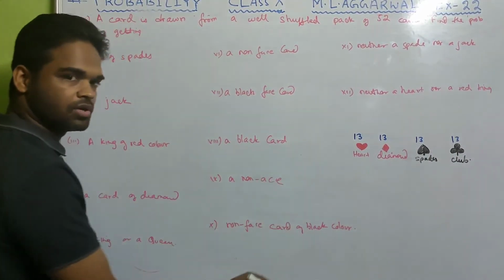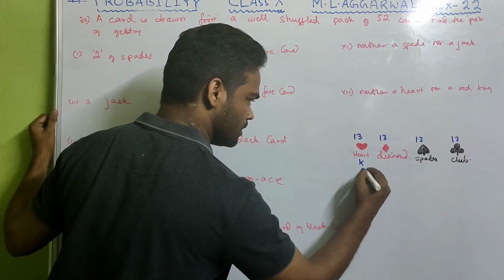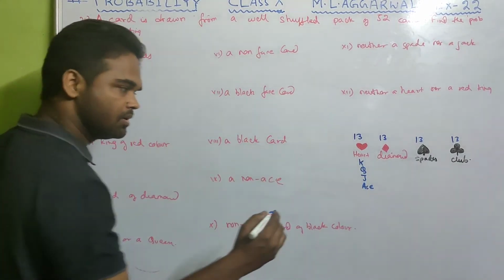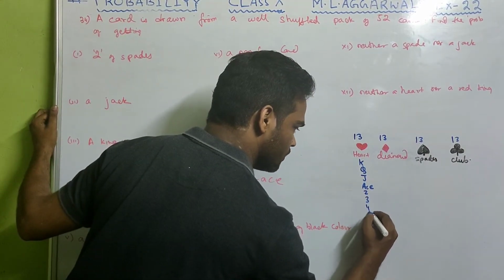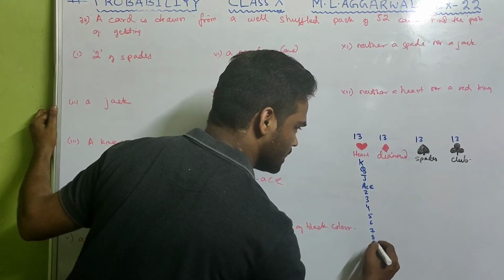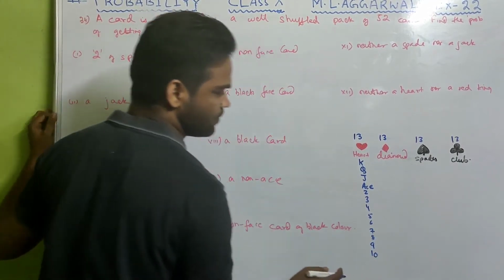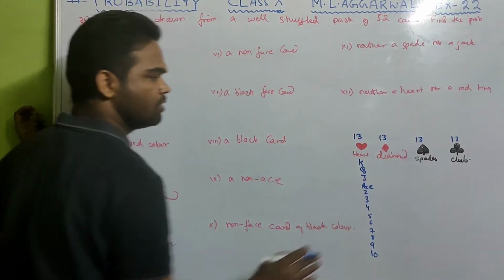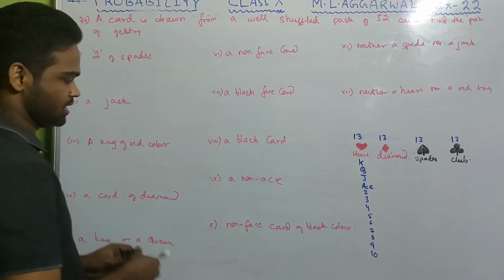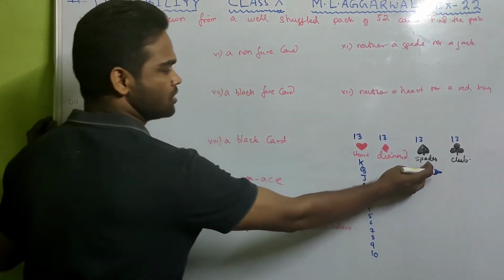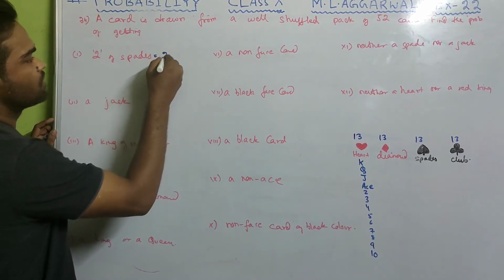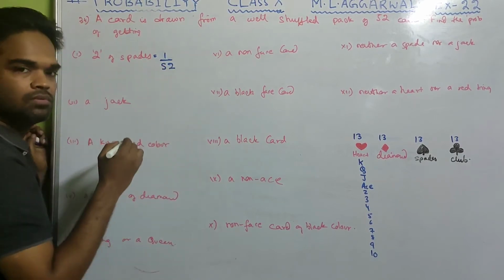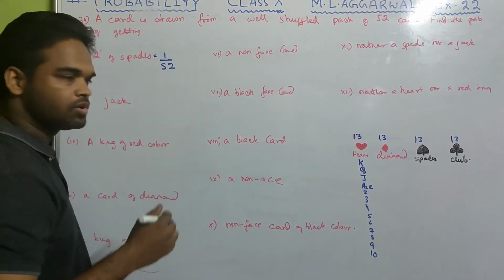Now, when you talk about a particular suit, there is a king, a queen, a jack, an ace, and then there are numbered cards, which is 2, 3, 4, 5, 6, 7, 8, 9, 10. So there are 13 cards all together. Same goes for diamond, spades, and club. Now look, they are asking 2 of spades. So there will be one particular card, 2 of spades out of 52 cards. So it will be 1 by 52. One favorable outcome out of 52.